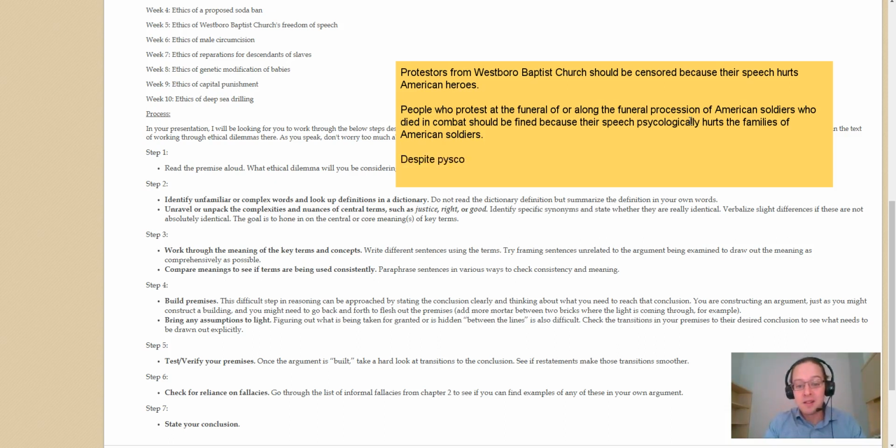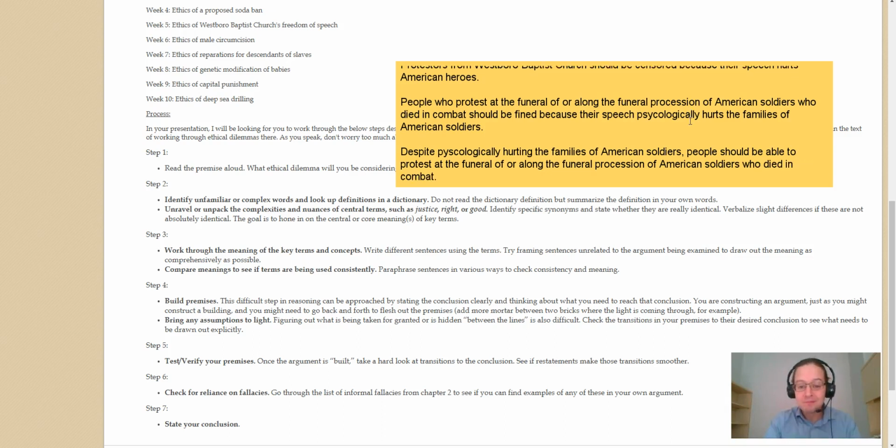Despite psychologically hurting the families of American soldiers, people should be able to protest at the funeral of or along the funeral procession of American soldiers who died in combat. Right? As much as I don't like to admit that, I think this is the only fair thing.